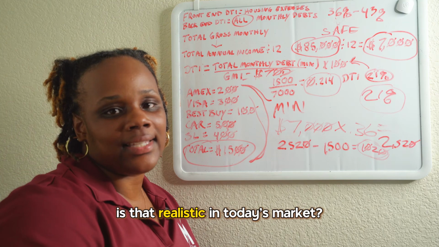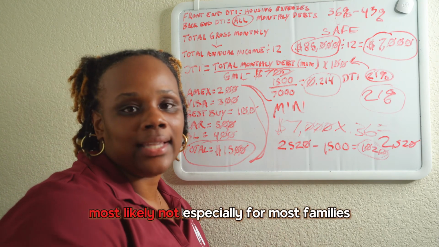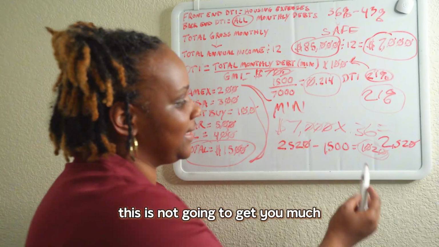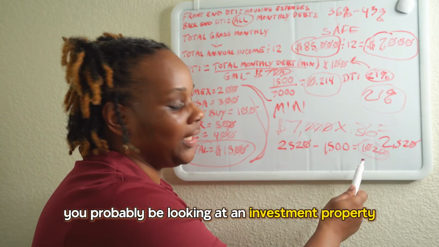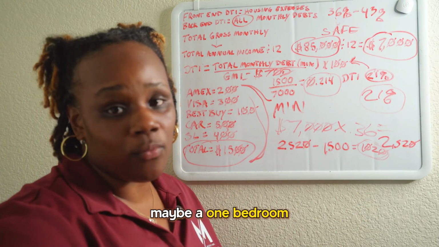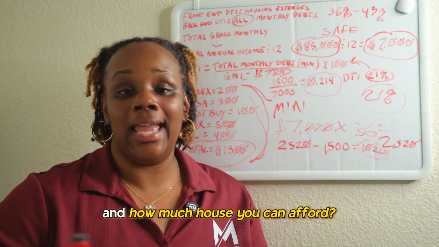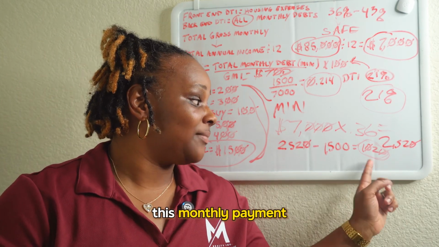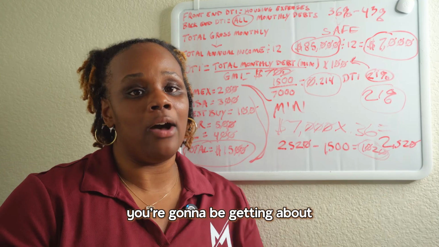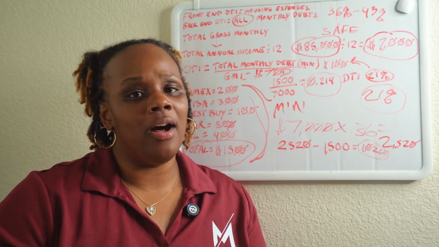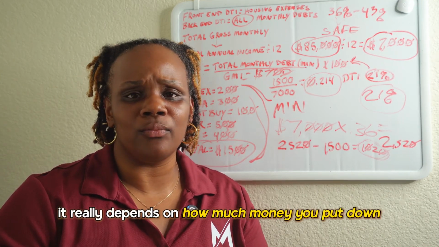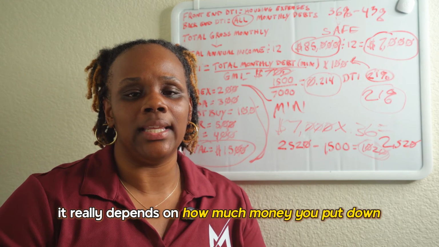Is that realistic in today's market? Most likely not, especially for most families. This is not going to get you much. You'd probably be looking at an investment property, maybe a 1-bedroom. Now, being realistic, what that translates to and how much house you can afford, this monthly payment, you're gonna be getting about a $140,000 home all the way up to $180,000. It really depends on how much money you put down.